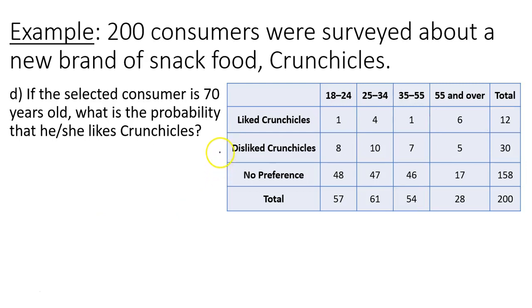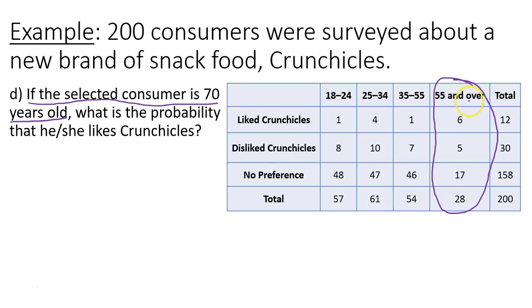And part D, if the selected consumer is 70 years old, what is the probability that he or she likes Crunchicles? So what this is, once again, is since we have the if the selected consumer is 70 years old, this is actually a condition. This is a conditional probability, where the condition given is that the selected consumer is 70 years old. Where does 70 years old fall? That would be the 55 and over age bracket. So these are the only people I'm considering in this example in part D.